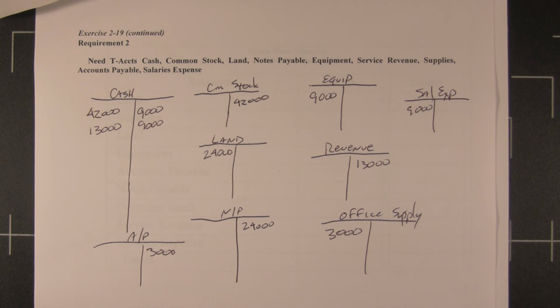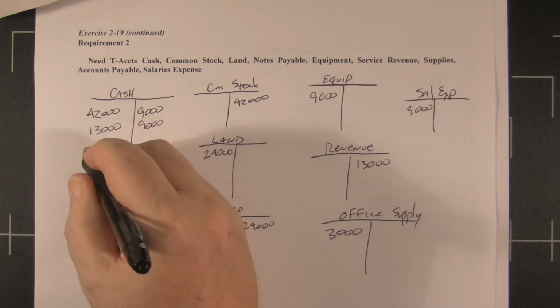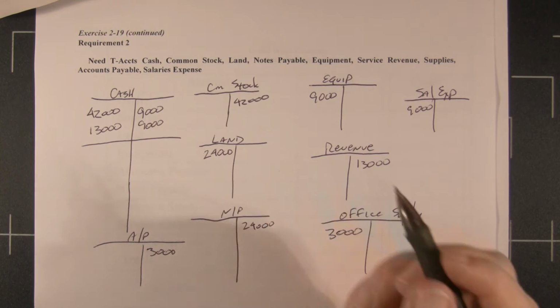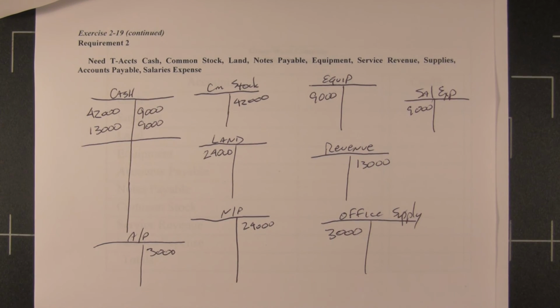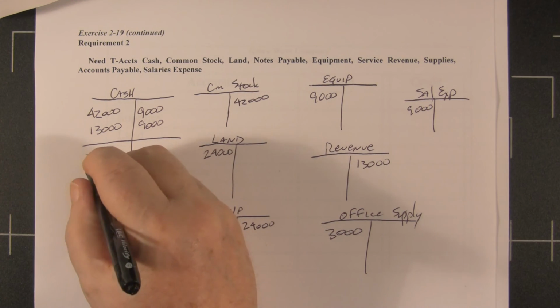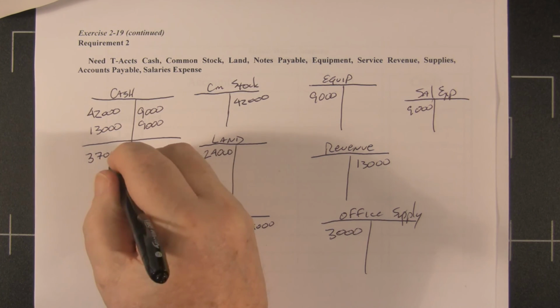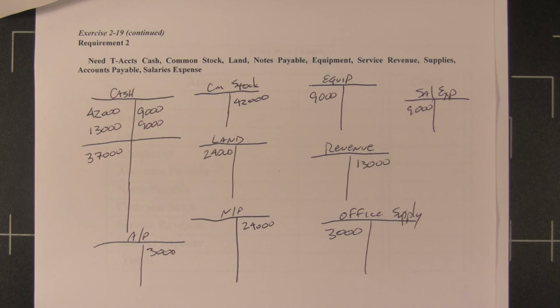Now, just like I said before, to balance the T account, you add up both sides and write the small number under the large number and write the answer under the large number. So the only one we have to do is this one. All the rest are just one entry. So we have $18,000 on one side. We have $45,000 on the other. The balance in our cash account is $37,000.